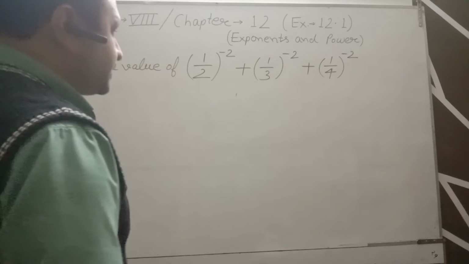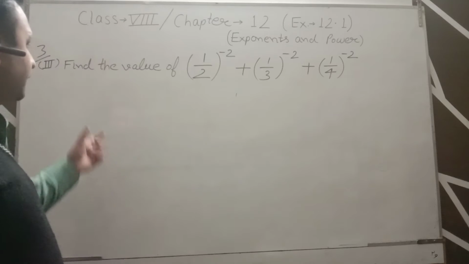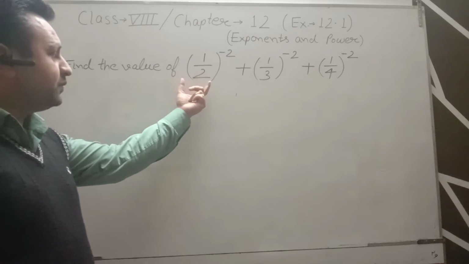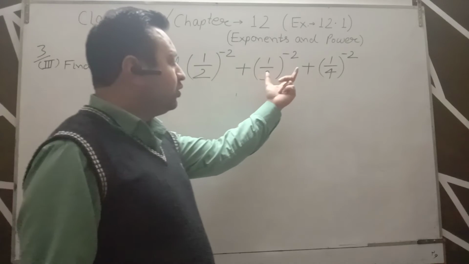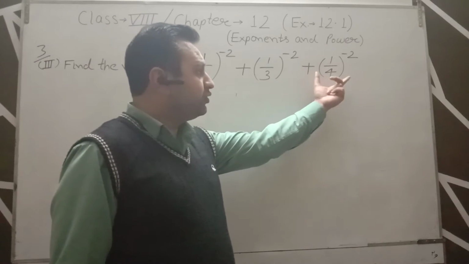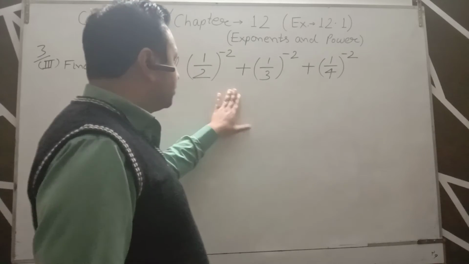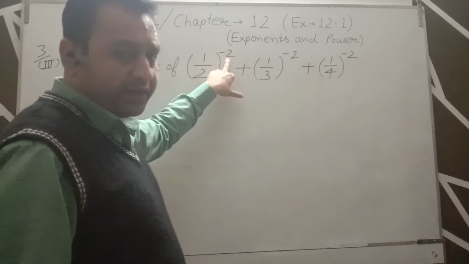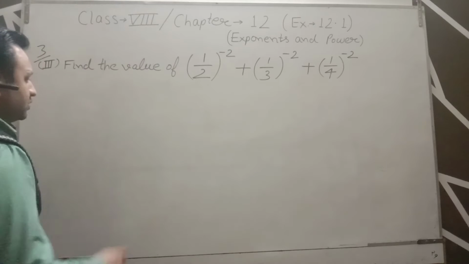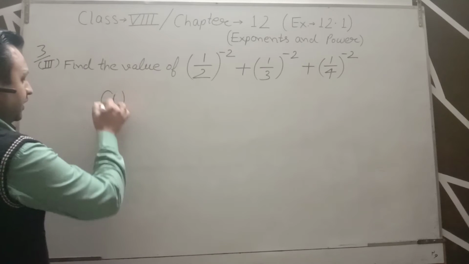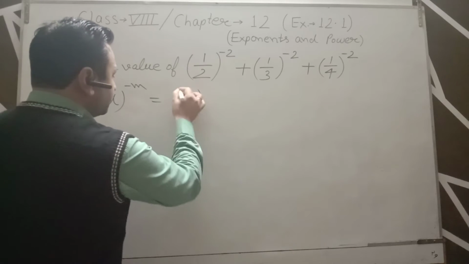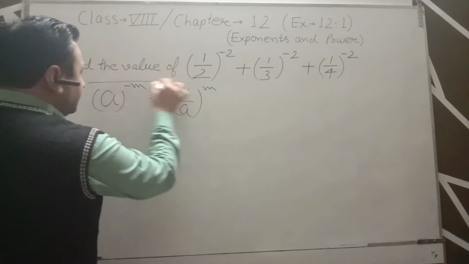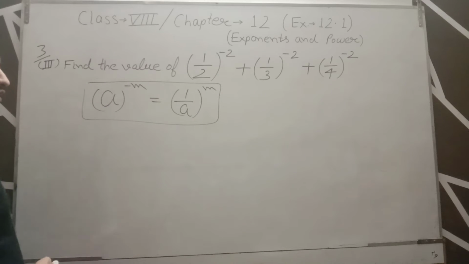Okay students, now we discuss the third part. In the third part we have to find the value of (1 upon 2) whole power minus 2 plus (1 upon 3) whole power minus 2 plus (1 upon 4) whole power minus 2. Firstly we convert the power from negative to positive, so we use the law of exponents: a raised to the power minus m is equal to (1 upon a) whole raised to the power m. It means we take the reciprocal of the base and convert the power into positive.